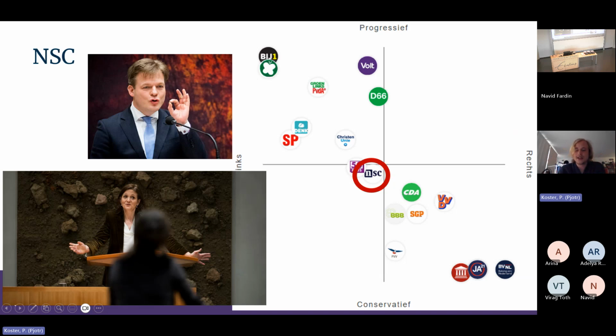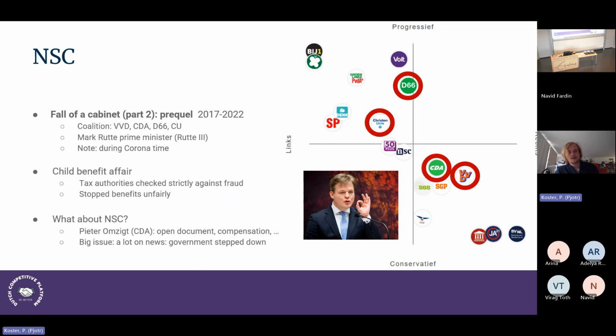Basically, NSC was a relatively new party. And before I can actually explain what the policies are, I basically need you to understand another big drama of the Netherlands and Dutch politics. So there was another fall of the cabinet, but it was basically a prequel. It didn't happen in 2023, it was what happened before that. So it was not Rutte 4 that fell, but Rutte 3. This was roughly around 2021, 2022.